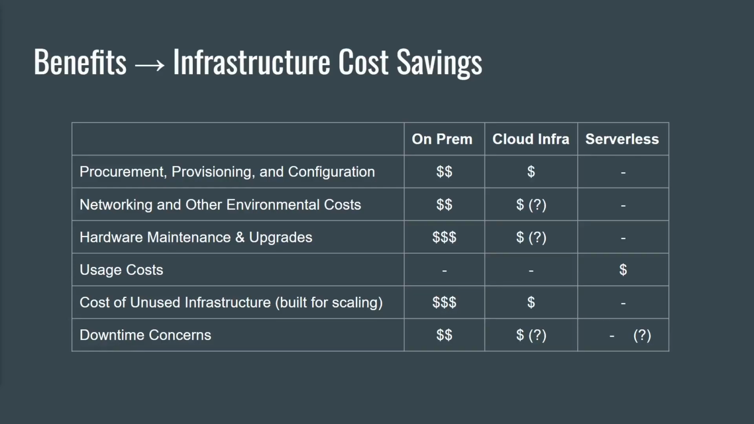Well, hardware procurement can be a big process in some companies. Not worrying about the hardware means no procurement, no provisioning, no configuration, none of that. Saving money and time. There will be networking and other environmental costs for running on-prem data centers. This may not be as big of a problem for cloud, but you may still need to set up some virtual private clouds, VPCs, or subnets and such.